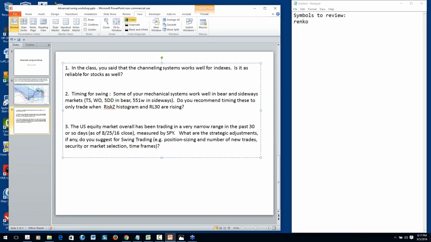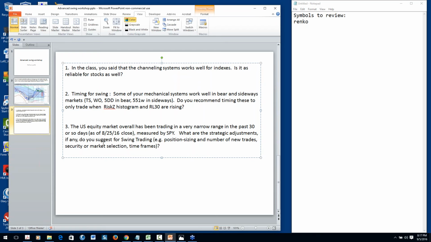Okay. The second question was, in timing for a swing, some of the mechanical systems work well in bear and sideways markets. Triple screen washout and 5DDs are working well in bear. 551W can work nicely in sideways. Do I recommend timing these to trade only when the risk Z and the RL30 are rising? I think so.